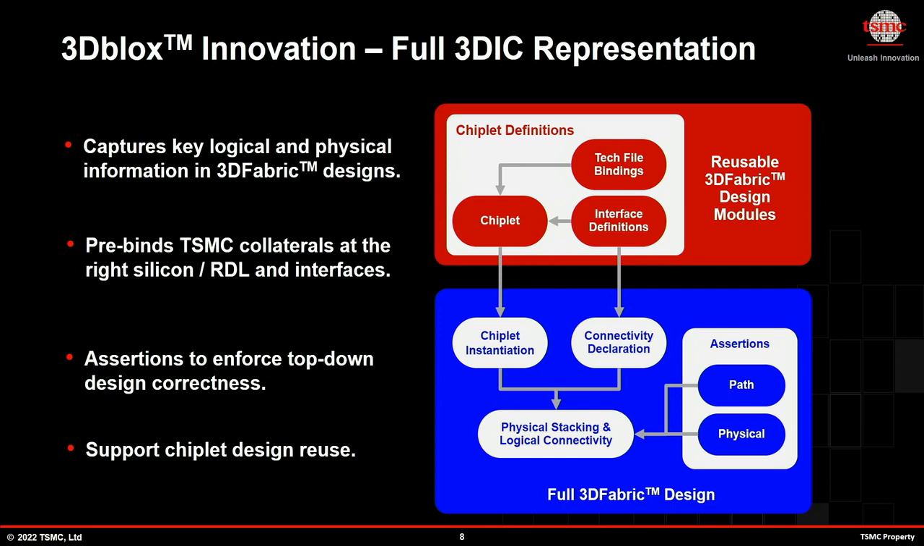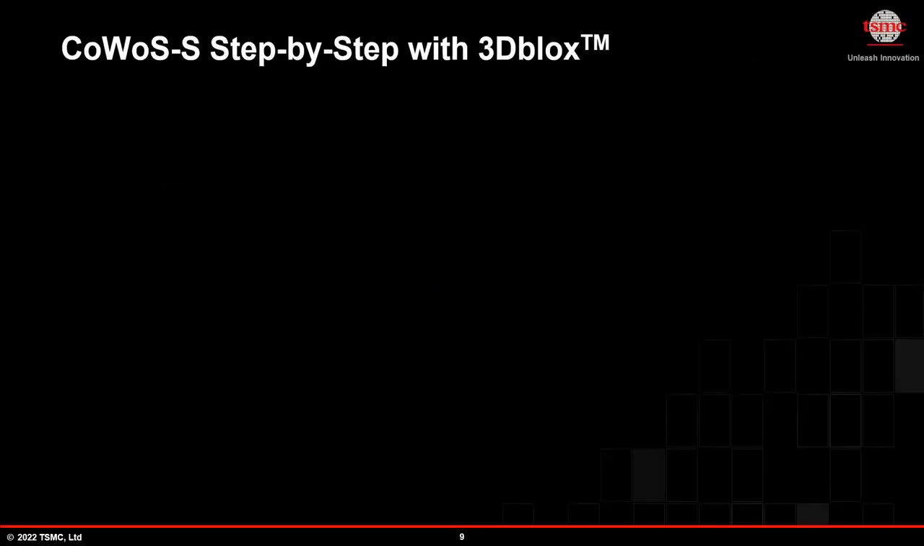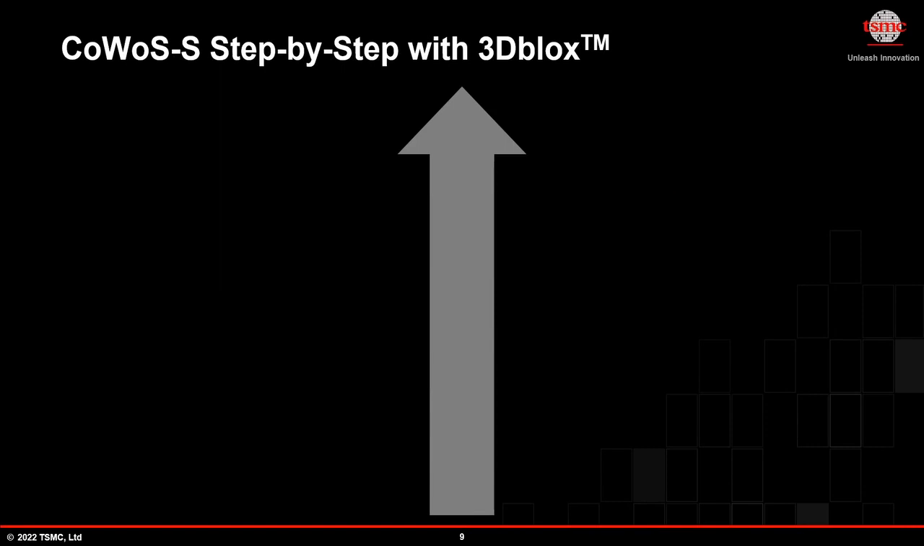Then on top of that, we build the assertions. We have the path assertions and the physical assertions. Together, they become the full context model for your 3D Fabric designs. So here, let me use a CoWoS-S structure, and step by step, we construct that with 3Dblox.